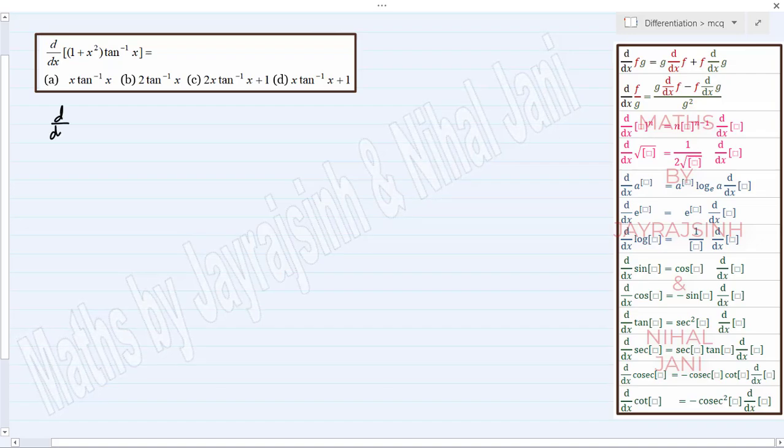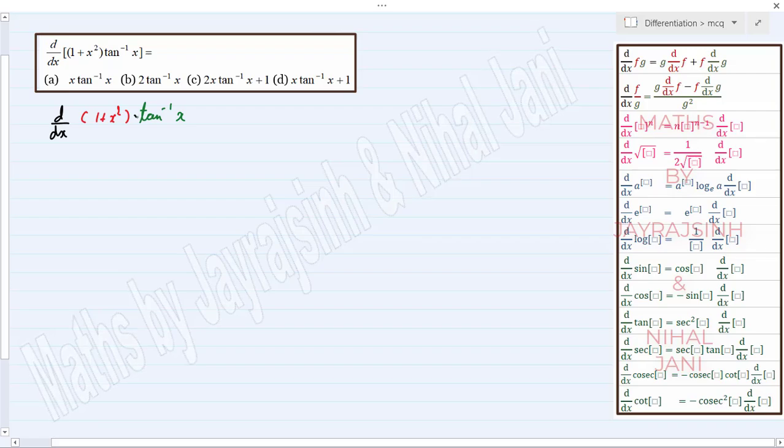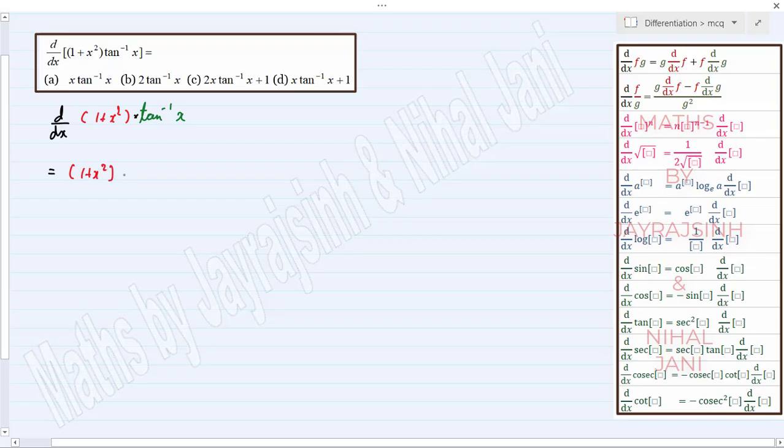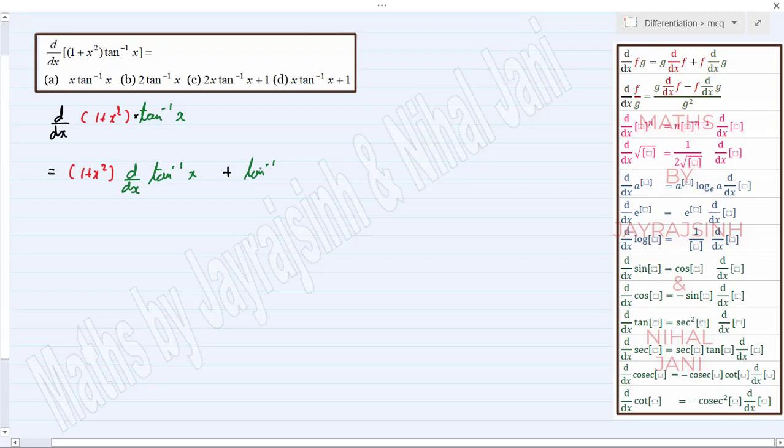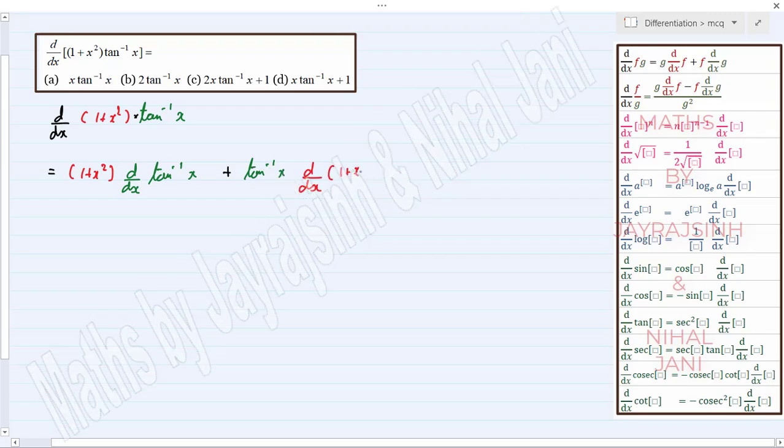Here we have to differentiate 1 plus x square into tan inverse x. And for that, we have to apply the multiplication rule. So 1 plus x square will be as it is. We have to differentiate tan inverse x. And then tan inverse x will be as it is. We have to differentiate 1 plus x square.